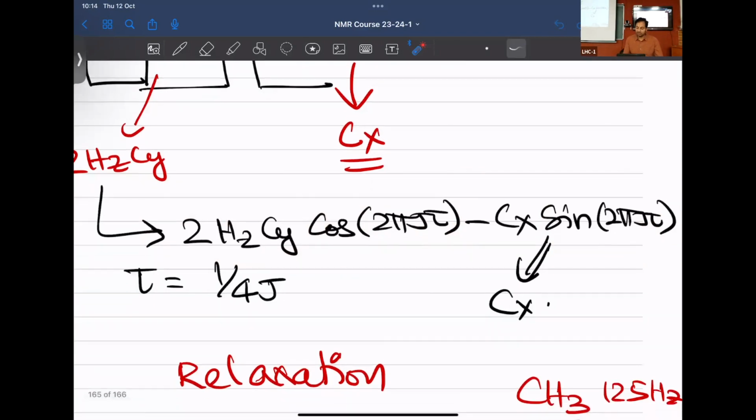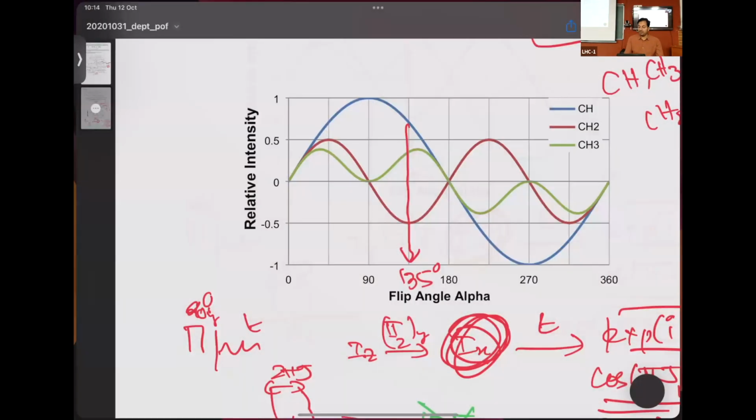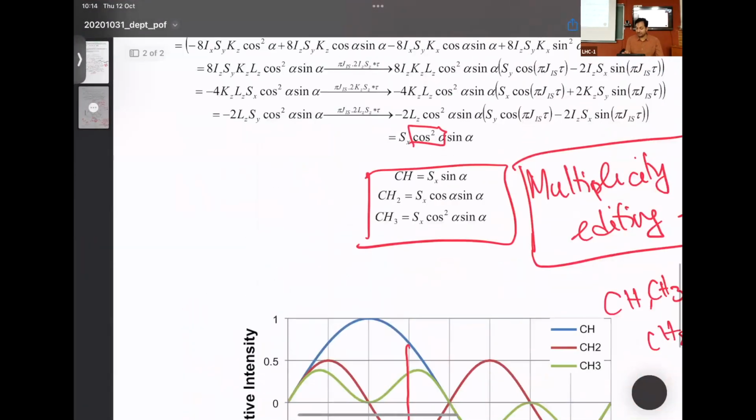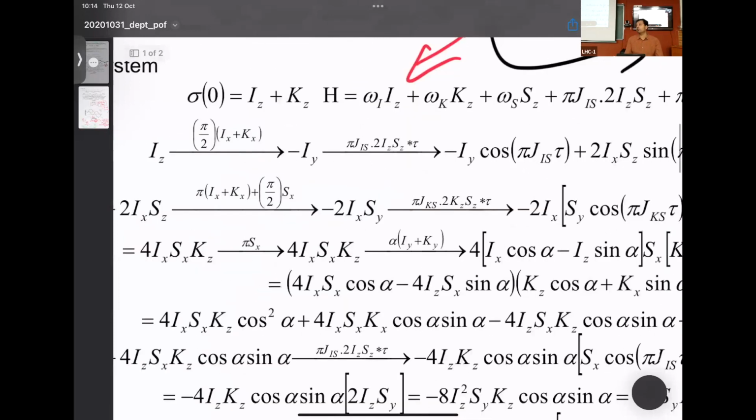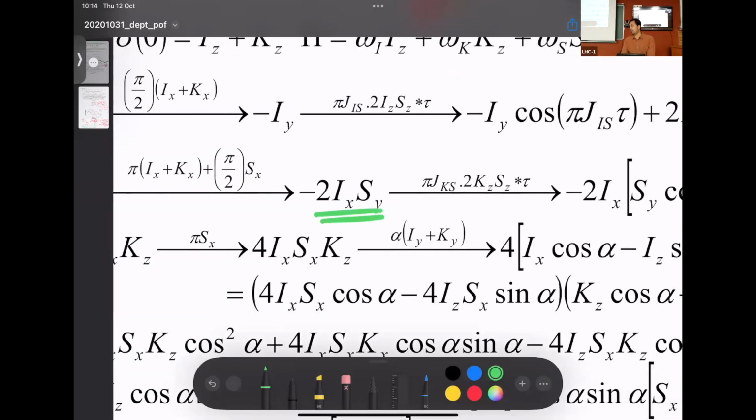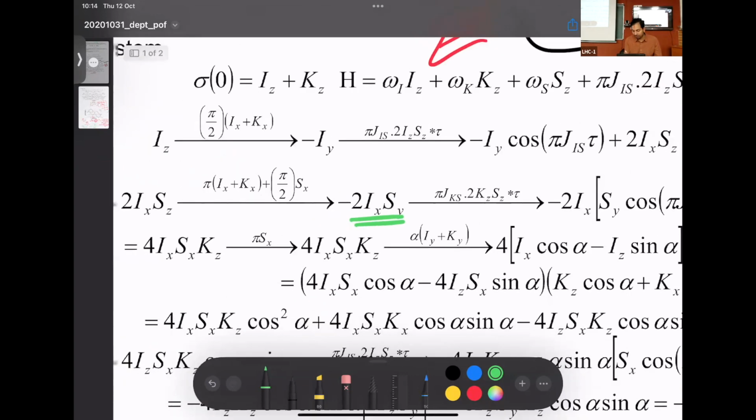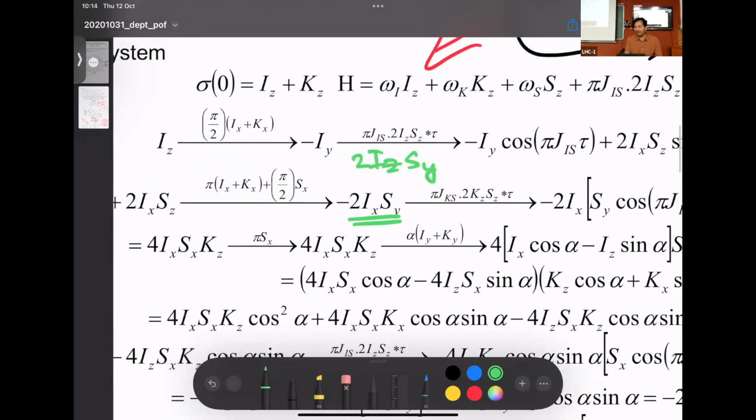So that's where the smartness of DEPT comes. Here also such terms exist, but they exist in multiple quantum coherence, which will not evolve with the scalar coupling. So even if you misset the scalar coupling, the distortions will not exist. There are, of course, differences: the comparison we are doing is 2IZ-SY versus 2IX-SY, so the relaxation terms are still different between them. So lines will be slightly broader in the DEPT, but you will not have any phase distortions.